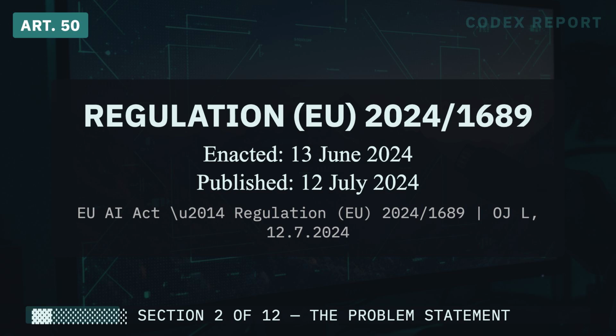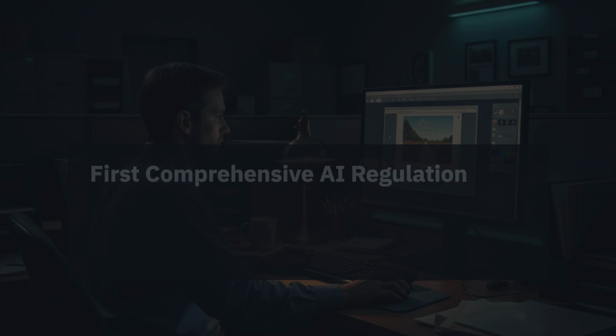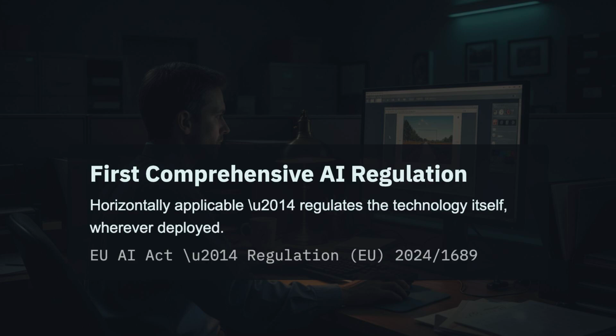We need to understand the problem it was designed to solve. Regulation EU 2024-1689. Formally, the regulation of the European Parliament and of the Council of June 13, 2024, laying down harmonized rules on artificial intelligence, was published in the Official Journal on July 12, 2024.